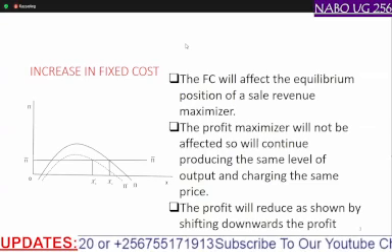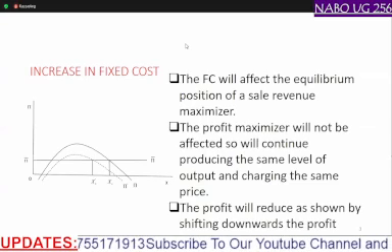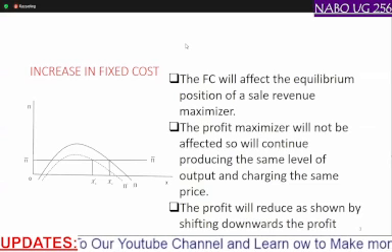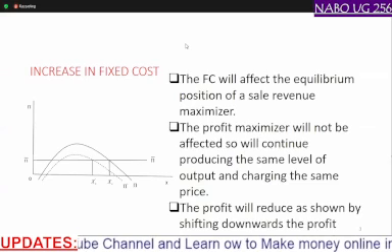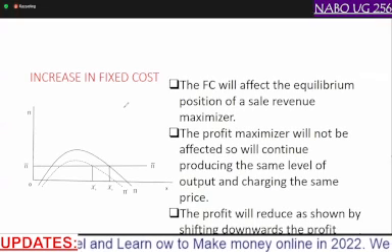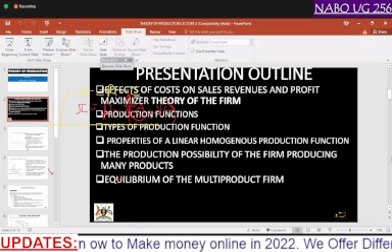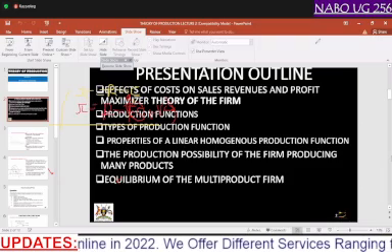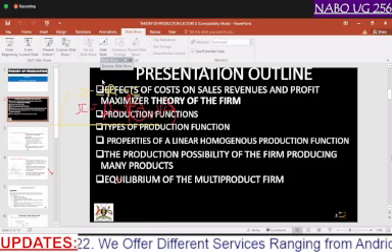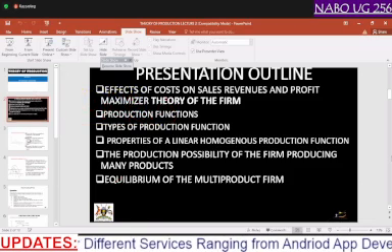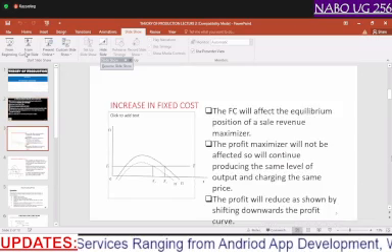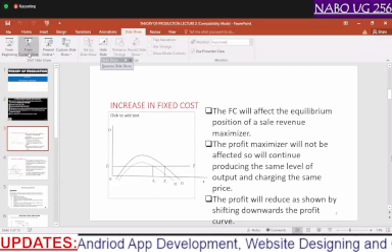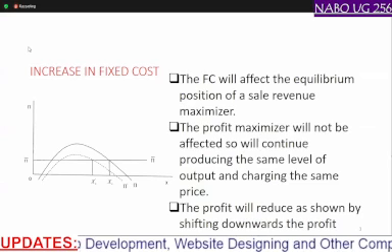Excuse me, sir. Yes, please. It's like you are illustrating something, but we are not seeing it. Okay. Are you seeing my graph now? No, sir. Are you seeing my graph now? Yes, sir, we can see.